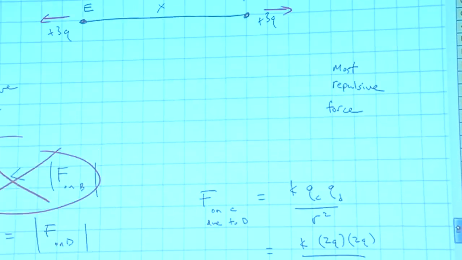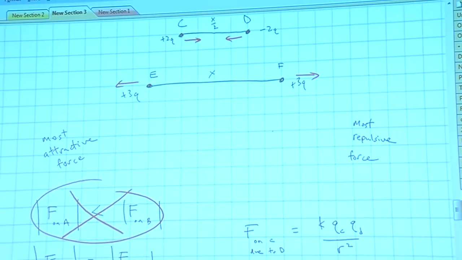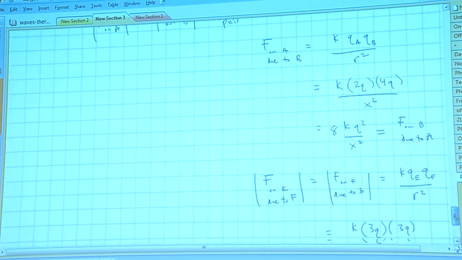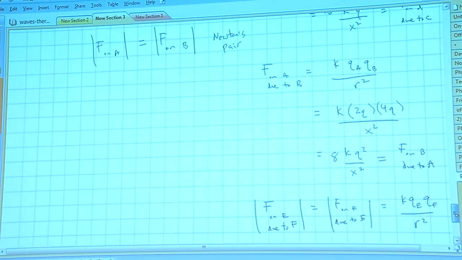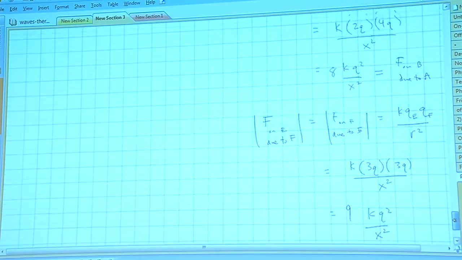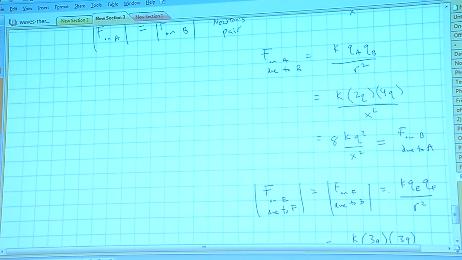So let's rank them. The most repulsive is E and F, right? And then the most attractive is going to be C and D. Is that correct? They were 16, and A and B were 8. So they'd go sort of in that order. If we were just ranking the magnitude, then C and D would be the greatest magnitude, followed by E and F, followed by A and B. You see that? Okay.